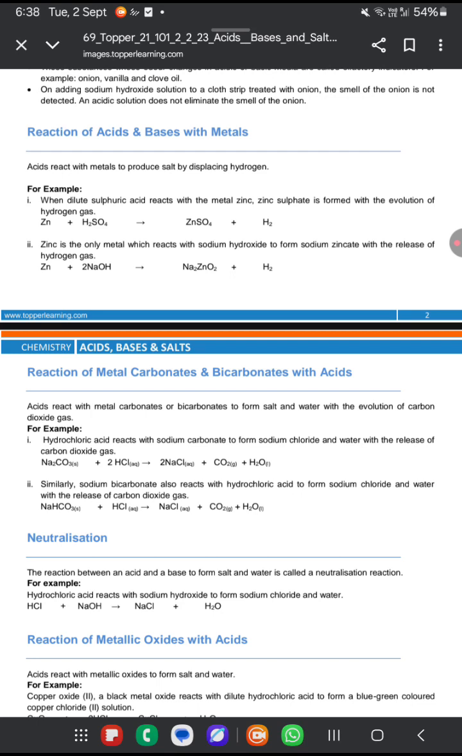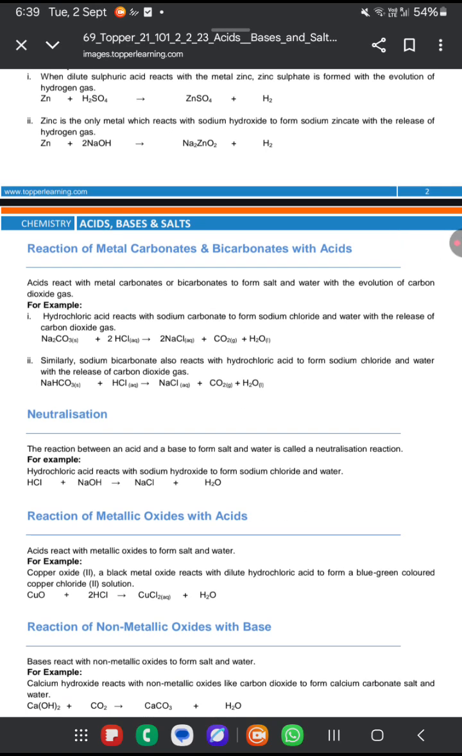Similarly, sodium bicarbonate reacts with hydrochloric acid to form sodium chloride and water with the release of carbon dioxide gas. NaHCO3 solid plus HCl aqueous gives NaCl aqueous plus CO2 gas plus H2O liquid.